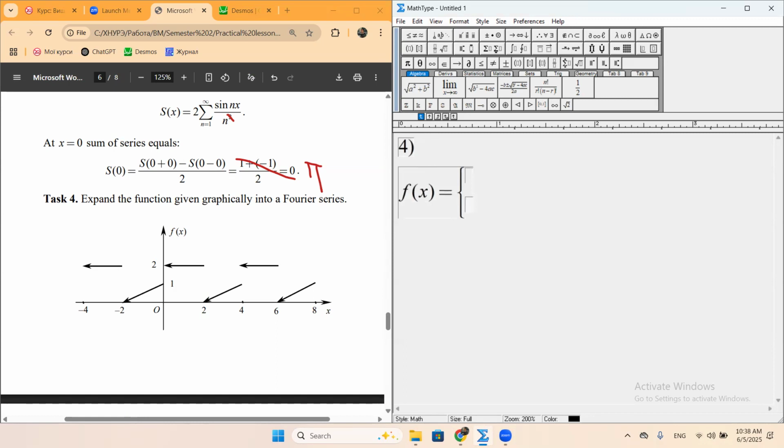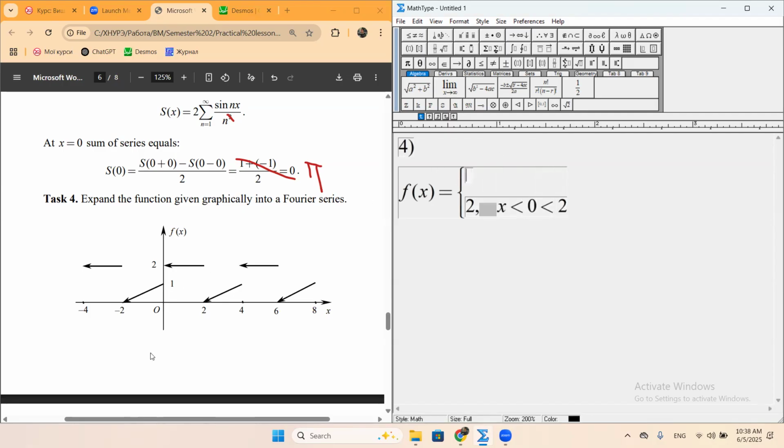This function as well is given piecewise. So what can we see here? By the way, this function is periodic and it has period from minus 2 to 2, then it continues. So not 2p periodic, but 2L periodic. Let's start from the easiest part. The function equals 2 when x is from 0 to 2.